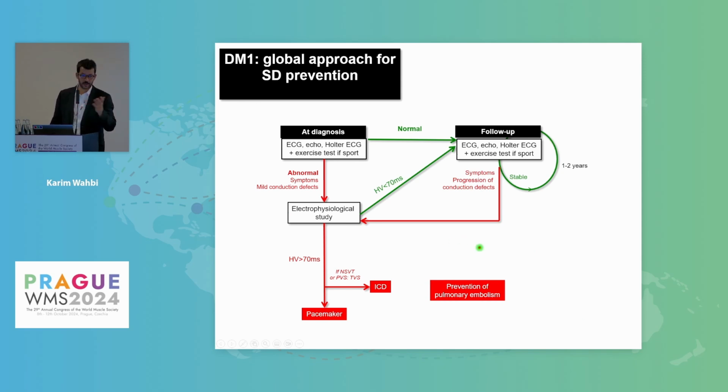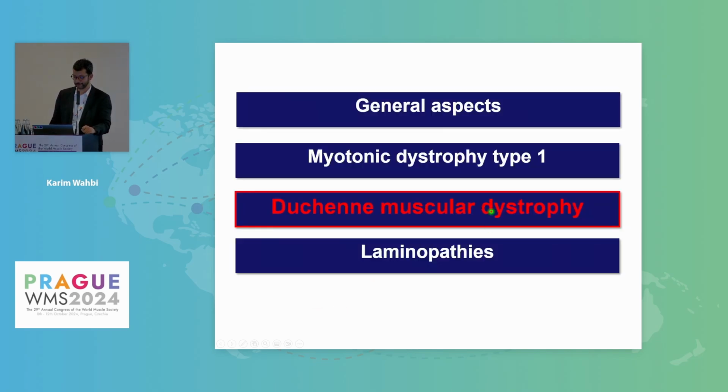Another aspect of the management of patients with DM1 is the prevention of thromboembolic complications, because some of those patients also die suddenly due to pulmonary embolism. So they are in situations at increased risk for deep venous thrombosis. You need to be proactive in the usage of thromboprophylaxis.